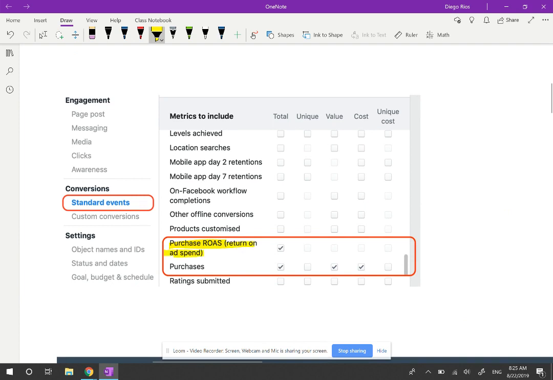Purchase return on ad spend and purchases, you're going to be able to include a bunch of information that's useful, right? So total, unique value, cost, and unique cost. So what this basically is saying is, one, how much is it costing me to generate the sale? How much value, right? So how much in sales am I doing? Total purchases that I'm doing, unique ones, and unique cost. And so this is what Facebook is using to calculate your return on ad spend.